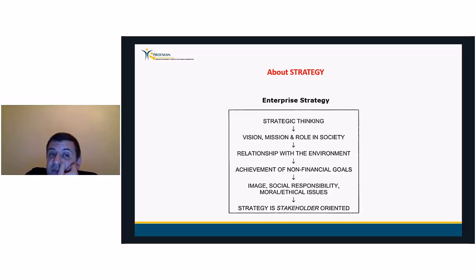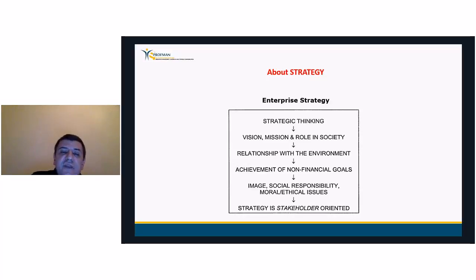It deals with vision, mission, and role of the organization in society. And it deals also with the relationship with the environment. And it tries to achieve non-financial goals. It tries to figure out or form the image, social responsibility approach, and moral and ethical issues of the organization. And this strategy is always stakeholder oriented.